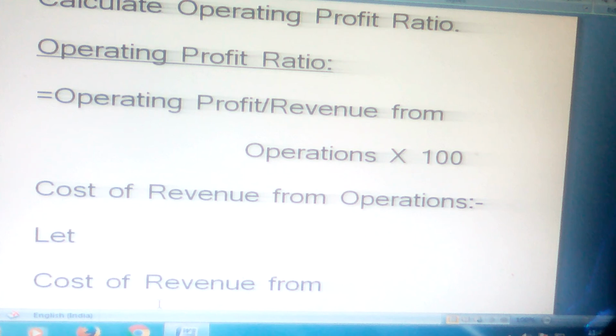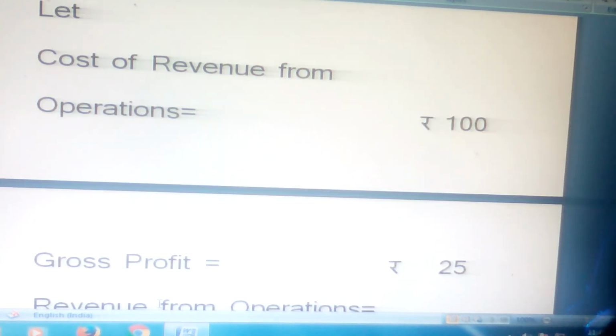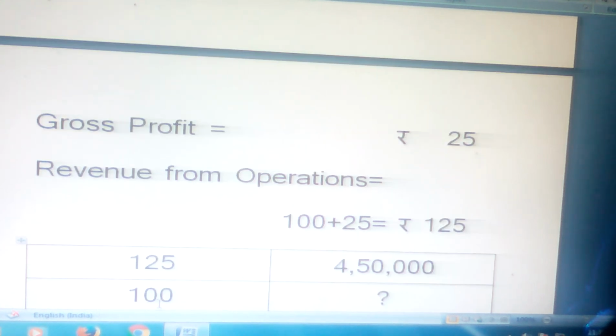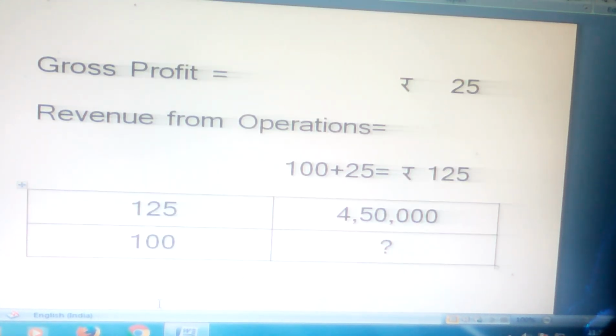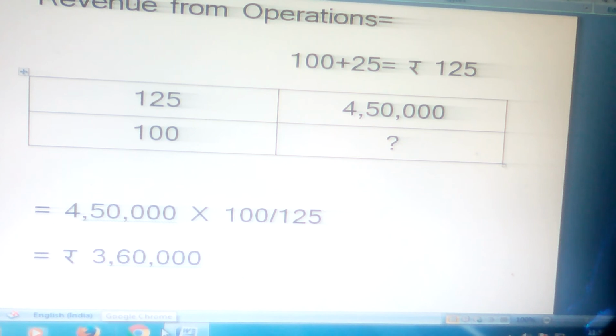Now we are going to discuss first what is the cost of revenue from operations. We consider cost of revenue from operations as 100. As you know, gross profit 25. So naturally revenue from operations, add together 100 plus gross profit 25, total revenue from operations 125. For 125 we have 4,50,000. What is our cost of revenue from operations? We do like this: 125 is equal to 4,50,000, then 100 is equal to how much? When you do cross multiplication, 4,50,000 into 100 divided by 125. You got it.